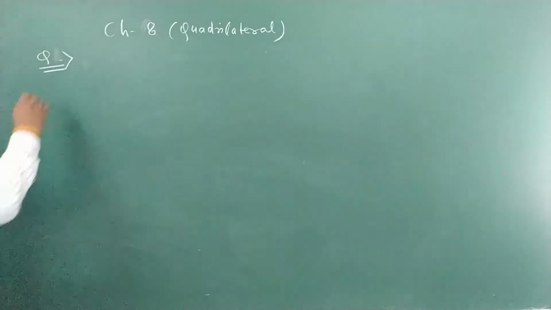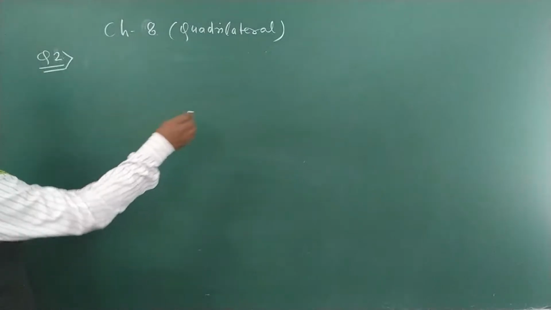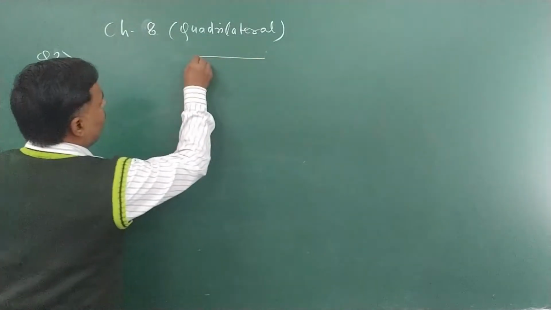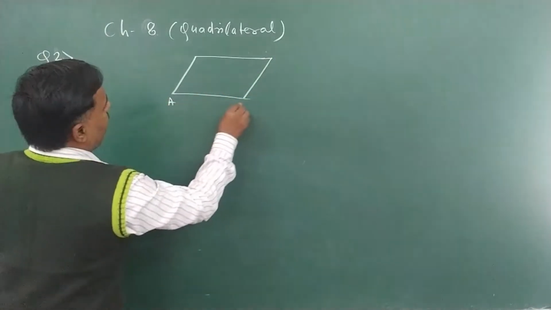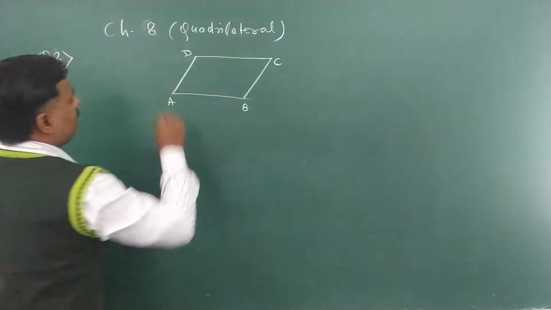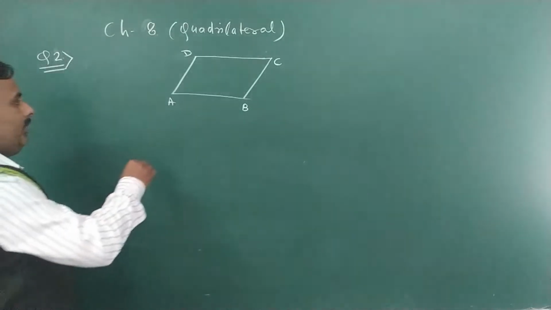Now move on to question number 2 of 8.1. Question number 2 is: if the diagonals of a parallelogram are equal, then show that it's a rectangle. A parallelogram is given, so I'm just drawing a parallelogram first, ABCD. The diagonals of the parallelogram are equal, then it will be a rectangle. We prove it.